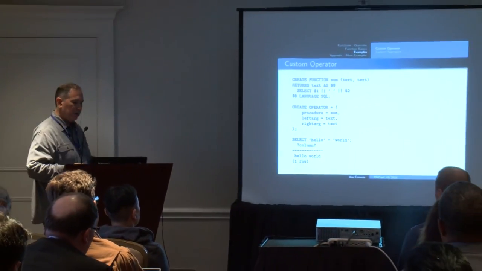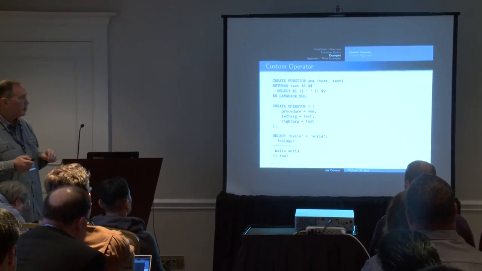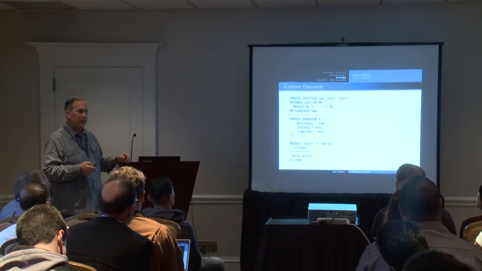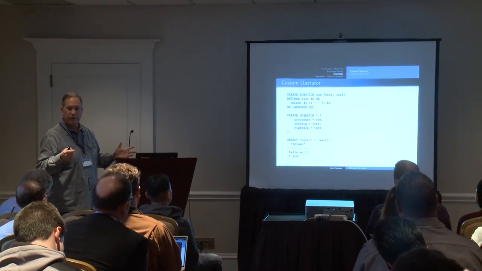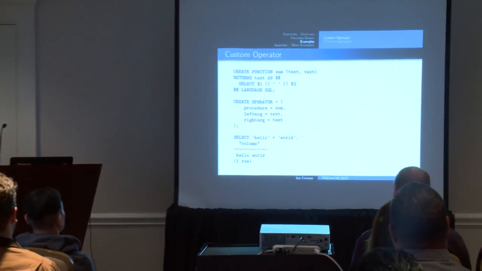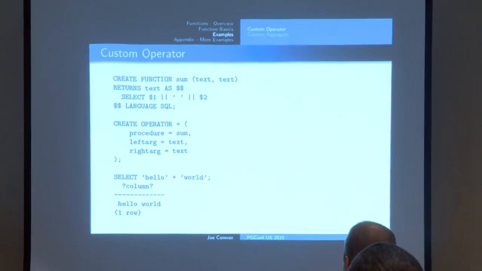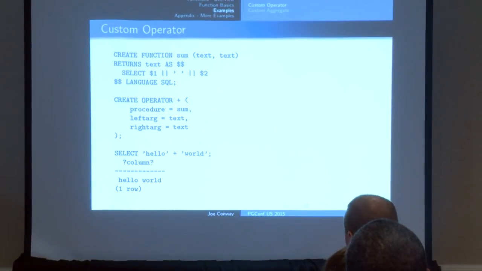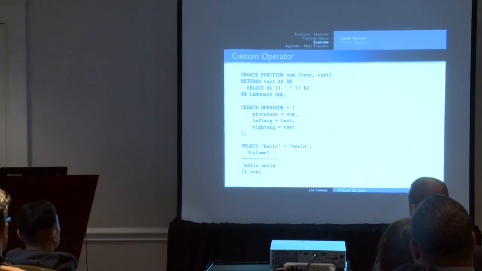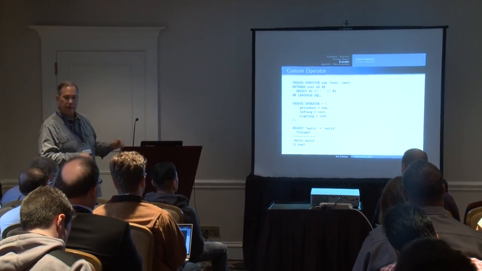Okay, so just two more slides. I wanted to give a couple of slightly more advanced examples. So this is an example of creating your own custom operator. If you've come from some other databases, you can use the plus symbol to concatenate strings, right? So in this case, I've created a function called sum that takes two arguments of text, and all it's going to do is concatenate them with a space. And then by using this create operator call, I'm saying that the plus symbol is going to use the procedure called sum with a left argument of text and a right argument of text. So now I've just extended Postgres so that I can say select 'hello' plus 'world', and it will concatenate those strings for me.